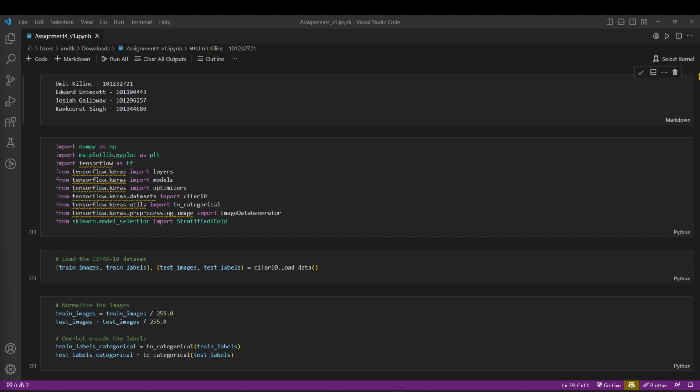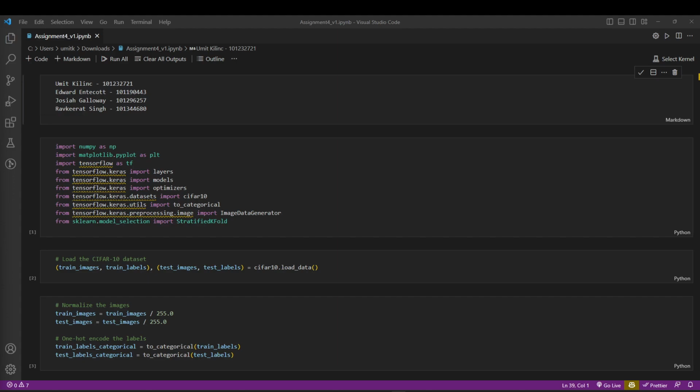folds, and we built a convolutional neural network. Then we compiled the model by using Adam optimizer. We used the categorical cross entropy for loss, and our metric was accuracy. We applied data augmentation using Keras image data generator.